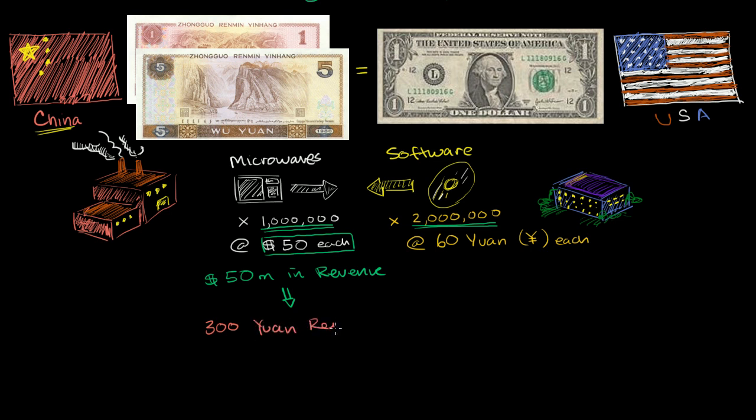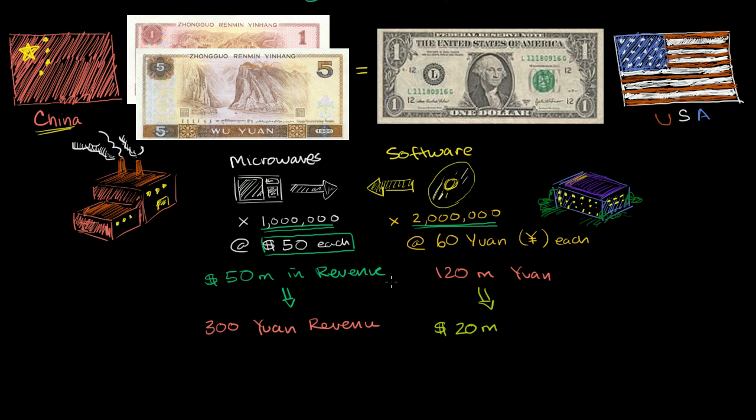yuan in revenue. The US manufacturer, he's getting 2 million times 60 yuan in revenue, so that is 120 million yuan in revenue. And he wants to convert that to dollars because that's where his costs are. So he wants to convert that. There's 6 yuan per dollar at the current exchange rate. So 120 divided by 6 would be 20 million US dollars.